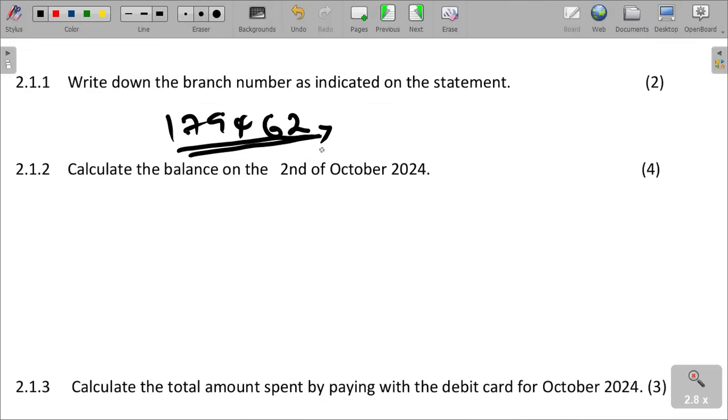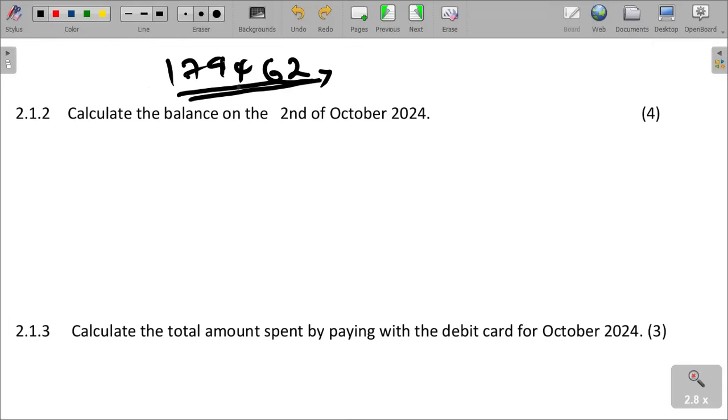And one other thing that I want you to note is that the question wants you to write the branch number, not the branch name. If they say branch name, we're going to say Orkney is the branch name, but the branch number is this one, is numerical. That is one thing that you need to take care of. The branch number is numerical, which is given there. And then calculate the balance on 2nd of October 2024.